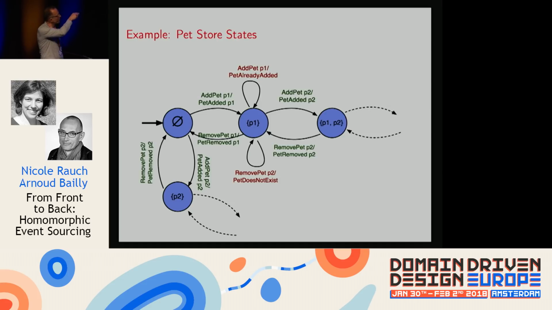We have this starting state where we don't have any pets in the store, and then we have all the different states where we have pets in the store. And how do we add and remove pets? Well, we use the commands and the events that are in our state.